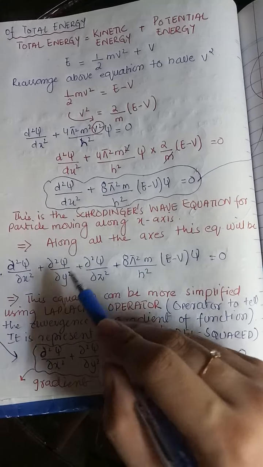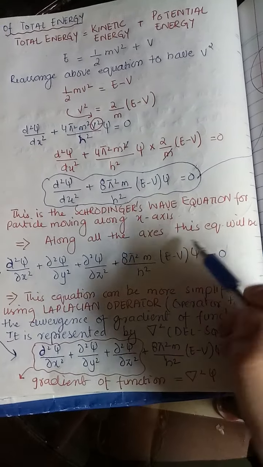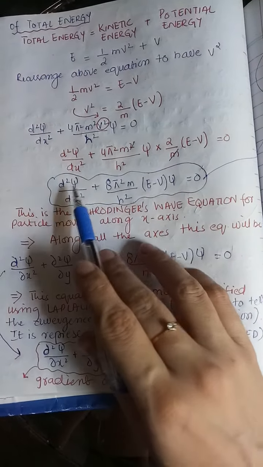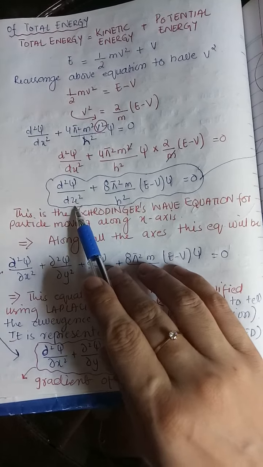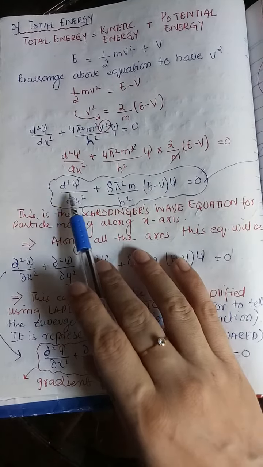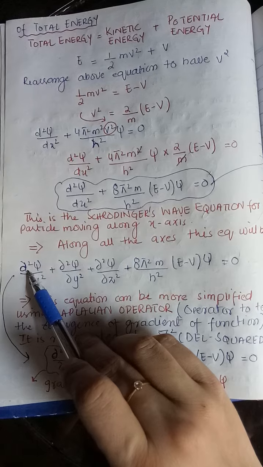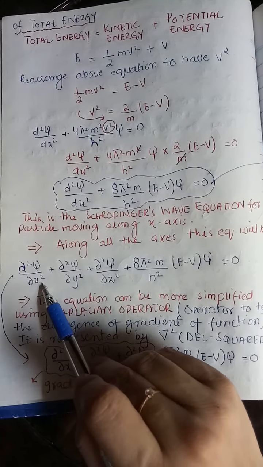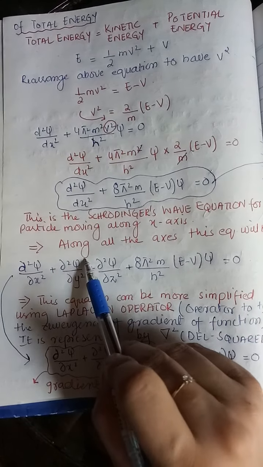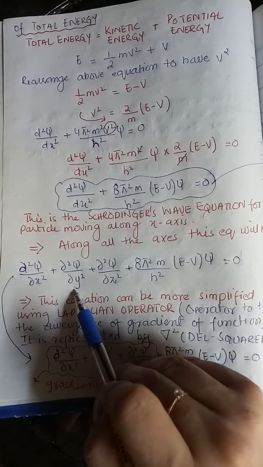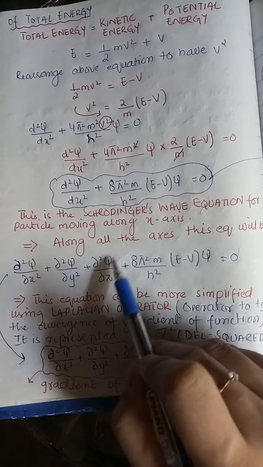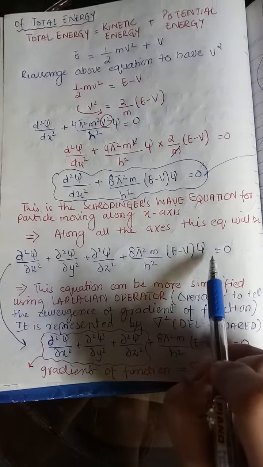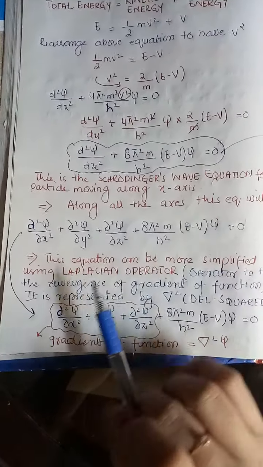Along all the other 3 axes, this equation will be changed like this. Here the concept of 3 axes will be introduced. We will take the partial derivatives. So partial square psi over partial x square along the x-axis, plus partial square psi over partial y square along y square, plus partial square psi over partial z square along z square. Here the value is the same. This will be equal to 0.